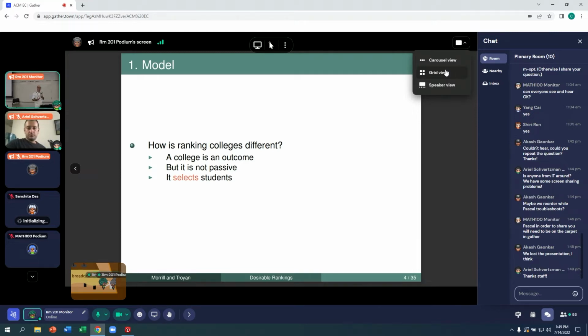The way I like to think about this is, in Arrow's world, we have too much information, and we need to come up with a filter: which of these rankings are we going to use, and which are we going to ignore? And this is going to be the key that leads us to some possibility results.